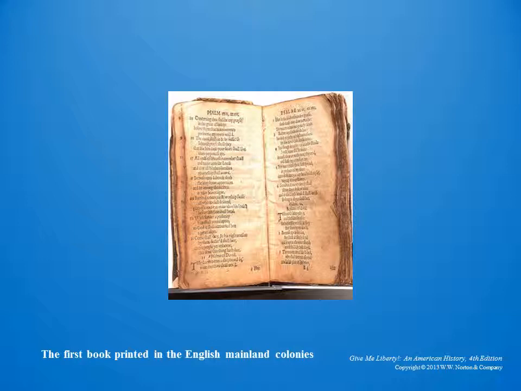Here we have a picture of the very first book that was printed in the English mainland colonies. This is the whole book of Psalms, faithfully translated into English meter. This was published in Cambridge, Massachusetts in 1640. Worshippers used it to sing psalms, religious songs from the Bible that were sung in Massachusetts unaccompanied by music, which Puritan churches had banned, not the singing of songs, just the music itself.